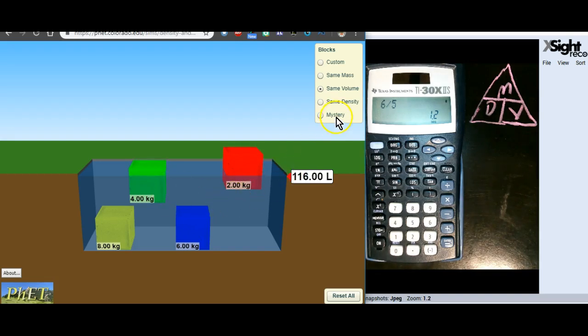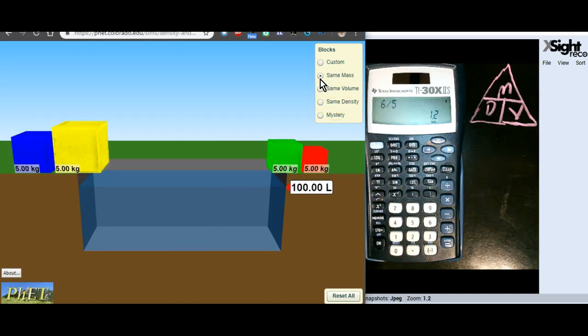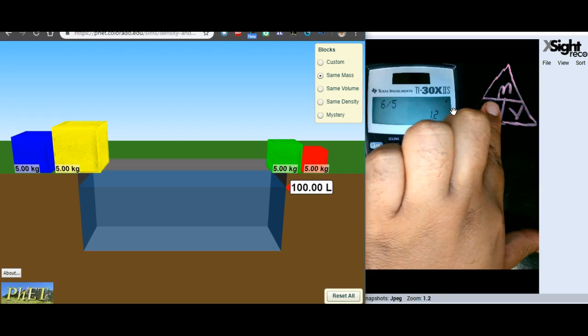So volume by itself doesn't tell me if something's going to sink or float. All right, let's move on to same mass. Okay, so now these all have the same mass. They all weigh the same thing. So the number on top, mass, is going to be the same because they all weigh the same. So it's going to be 5 grams on top.